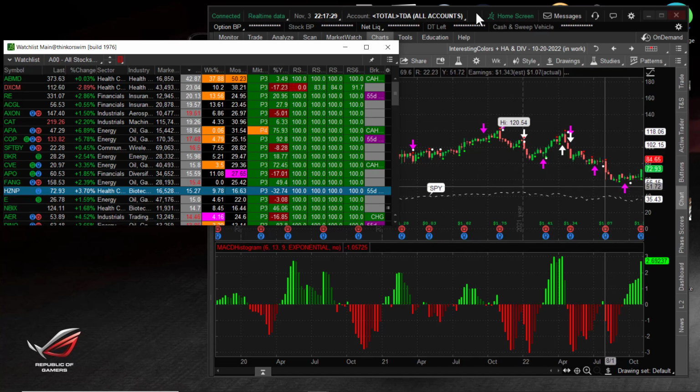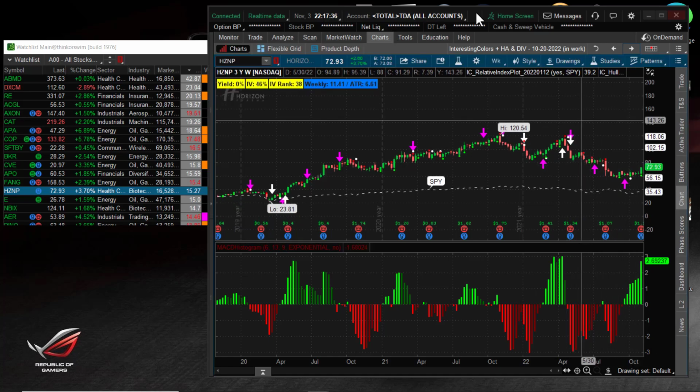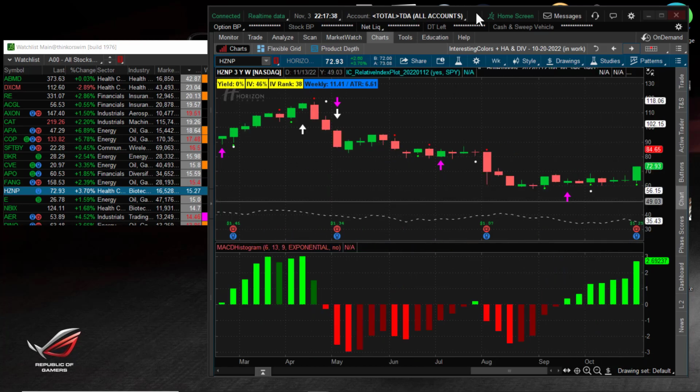So you can see the same kind of thing happening with the little green dots and the little red dots on the charts as well. These are weekly bars, and they might be more significant as well. That'll do it.